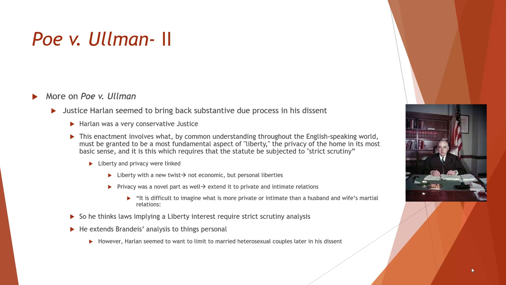He thinks laws implying a liberty interest require strict scrutiny. He extends what Brandeis said to things that are personal. Harlan seemed to want to limit the right, though, to heterosexual couples later in his dissent. He said that if we're talking about fornication, misogynation, homosexuality, those are things that we can go after. But as far as married couples, no, we can't do that. Essentially what Harlan is saying is that if you are married, you have more rights than if you're not married, or if you're, let's say, in a same-sex relationship.